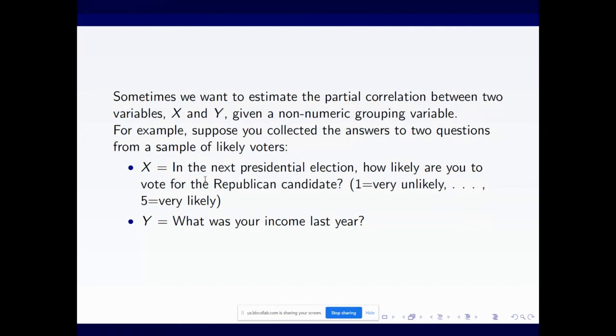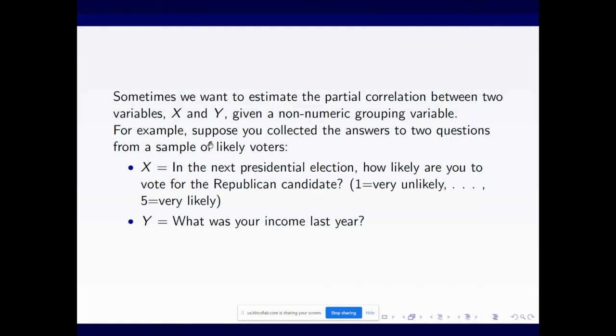So the next topic is about partial correlation. Suppose that we have two continuous variables, and we have a third variable that is a non-numeric grouping variable. So we want to calculate the conditional correlation between x and y given the grouping variable, usually a categorical variable.